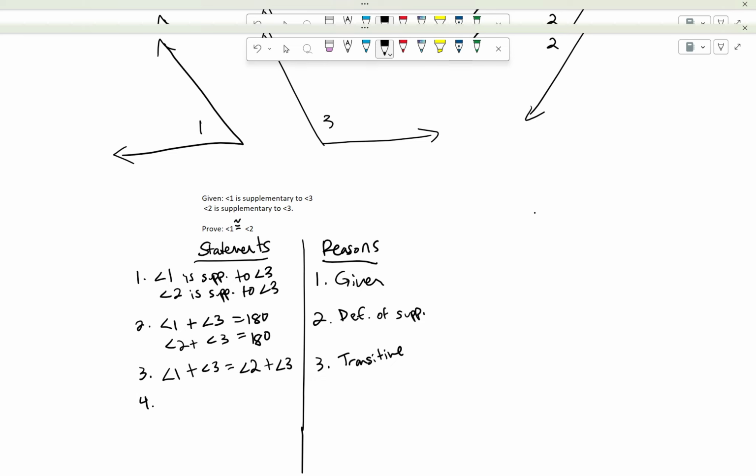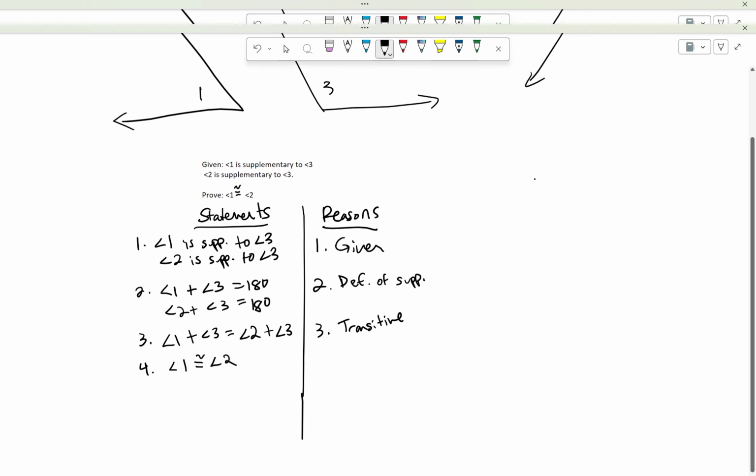All right. Now, since both angles 1 and 2 have 3 added onto them, this should be my last statement, because that's what I'm trying to prove. When that's my last statement, I have accomplished my proof, and my problem is done. So I've done it. Angle 1 is congruent to angle 2, and the reason they're congruent to each other is through subtraction.